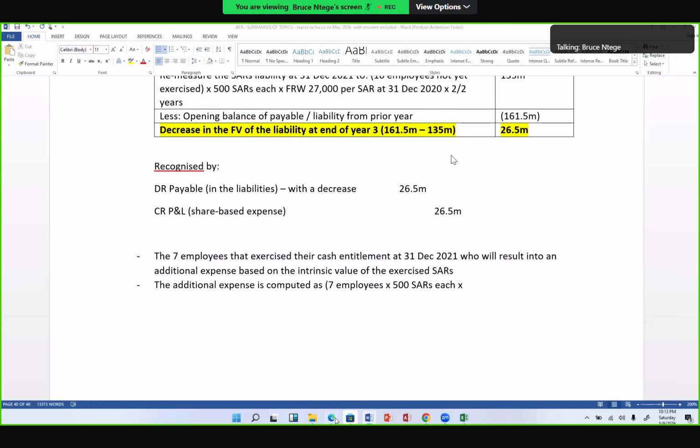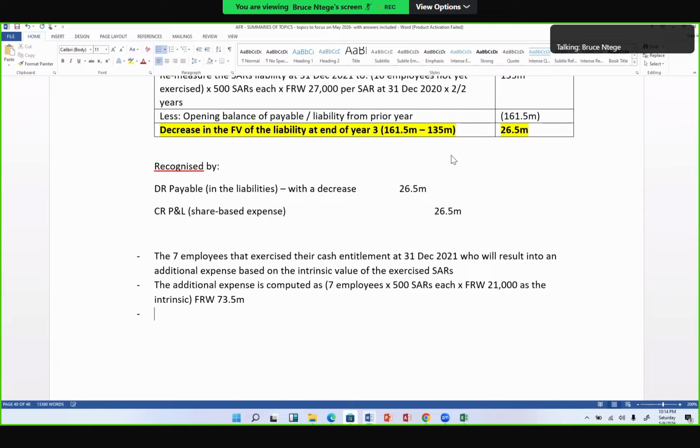So on the calculator, you just say 7 employees, each has taken 500 share appreciation rights to be exercised, but the intrinsic value for each is 21,000. So I have an additional expense of 73.5 million. So this gives us 73.5 million francs.